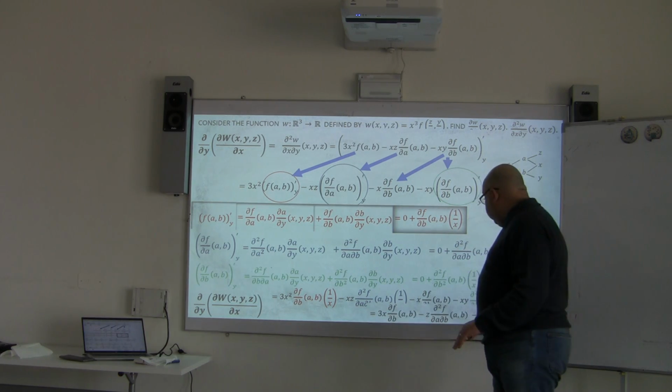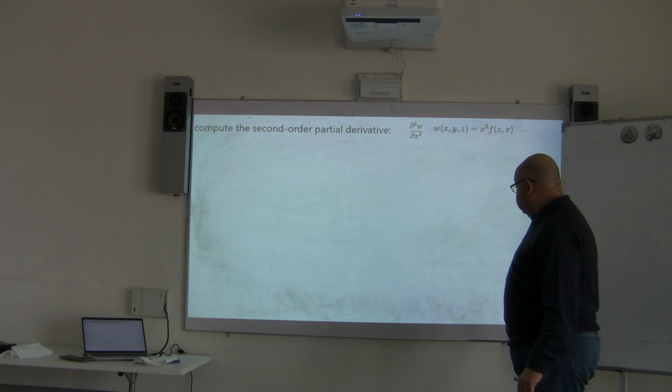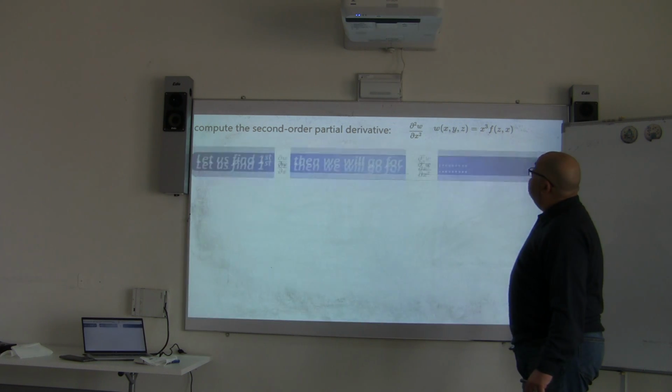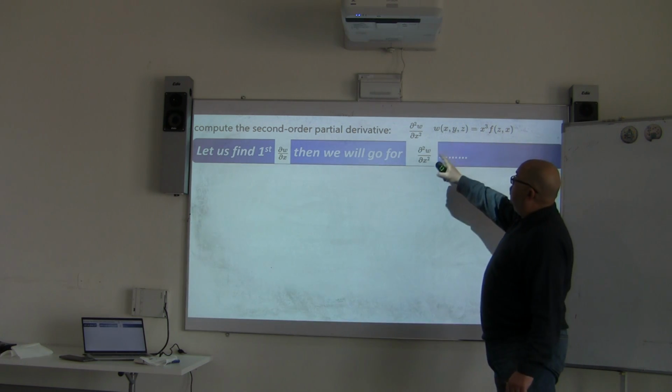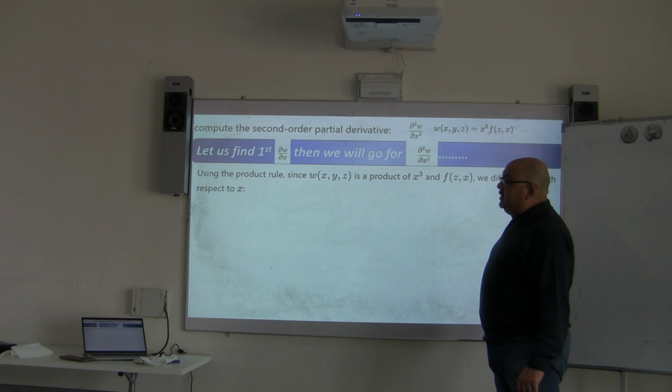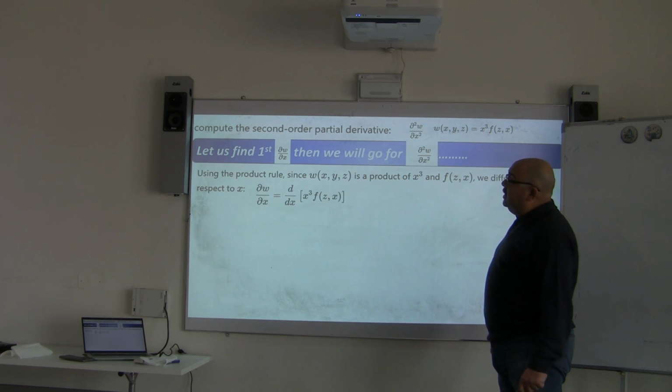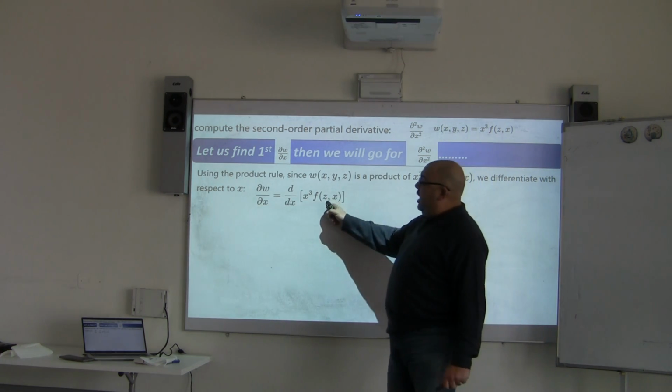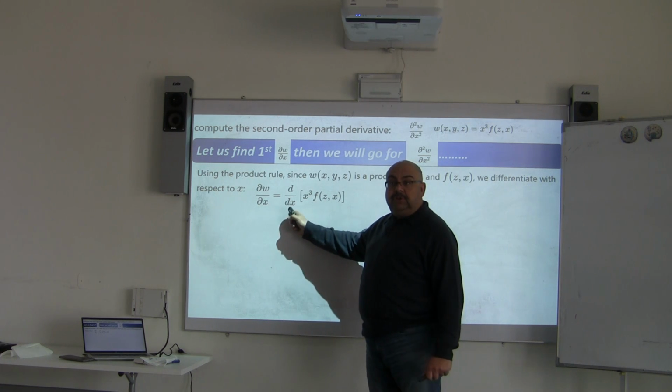I will have the result, as you can see. This is the final result. Once more, if I want to get the derivative for x squared, I will do exactly the same: getting the derivative with respect to x, and then I will start differentiating with respect to x.